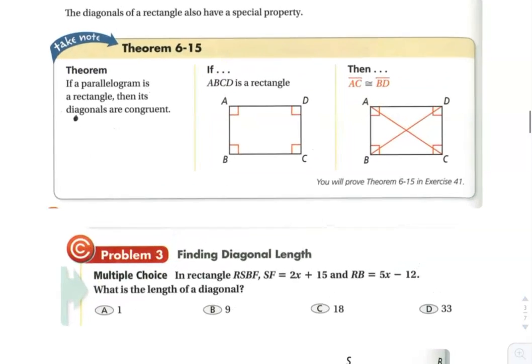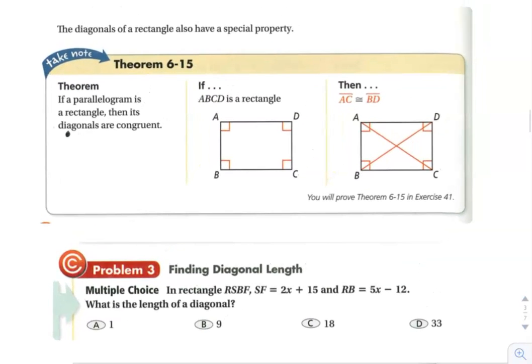All right, next theorem. So now we're going to be talking about rectangles. If a parallelogram is a rectangle, then its diagonals are congruent.